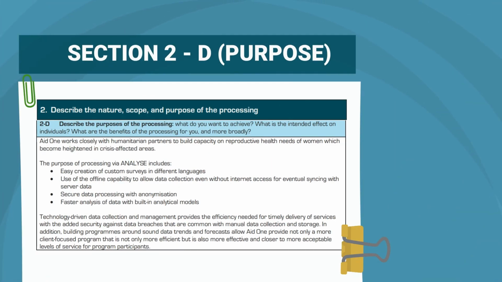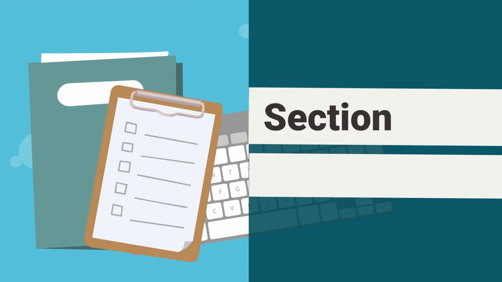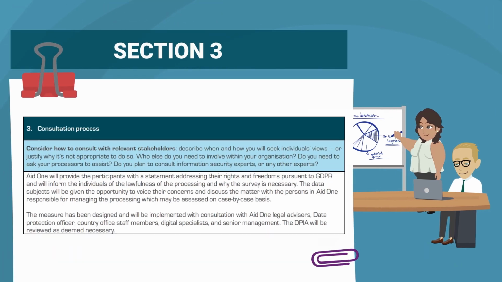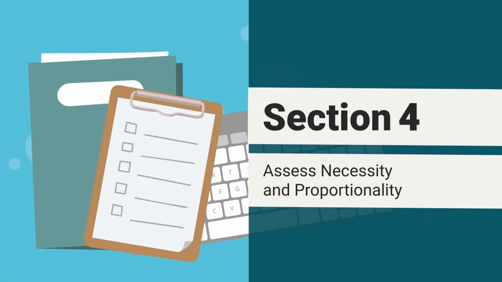Here, Aid First described the specific purpose of the processing and whether the processing activities are necessary and proportionate to the purpose. The third section records the consultation process. Aid First used this section to document the consultations with all relevant stakeholders. The section that follows guides the conduct of a proportionality analysis to validate that all or any of the personal data is needed to fulfill the objectives.